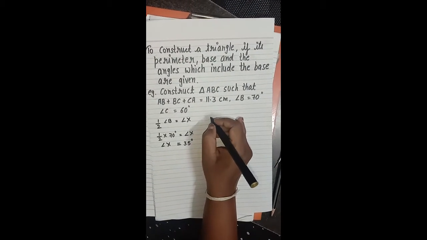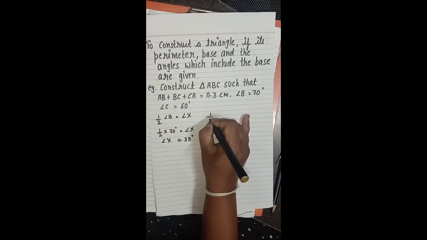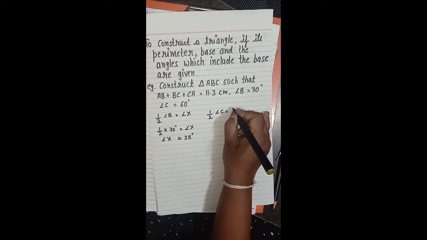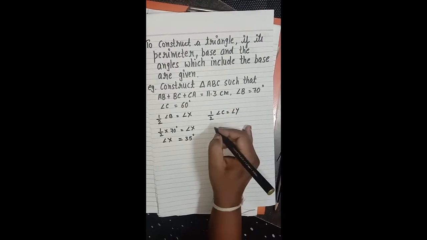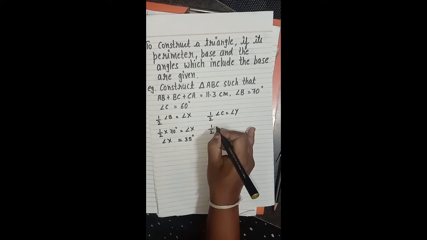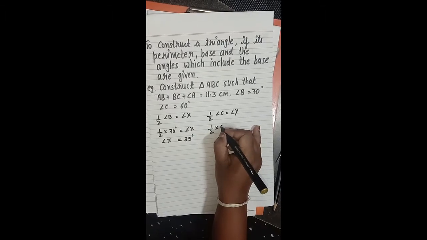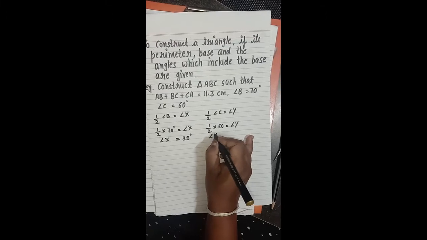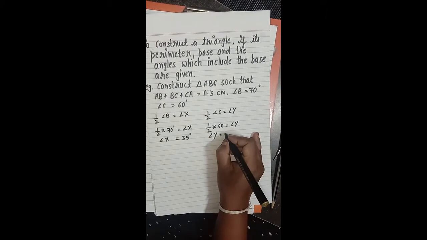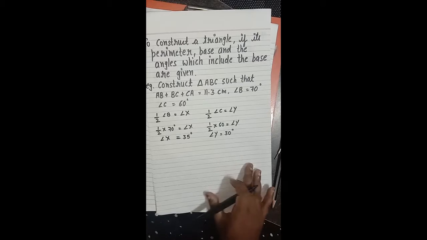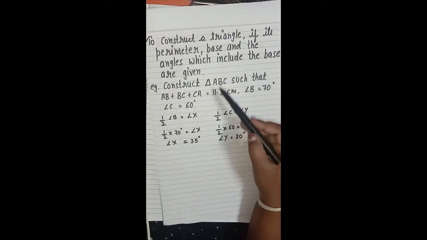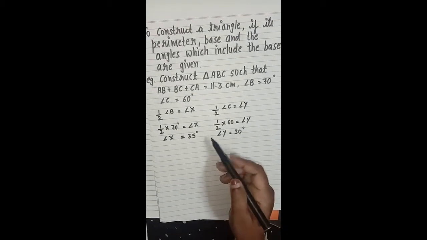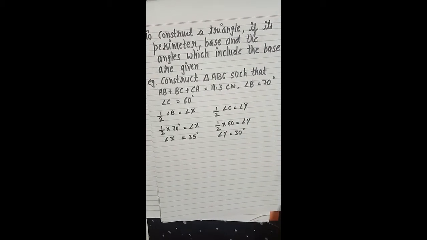Similarly, we will write half of angle C is equal to, I'll take another variable, angle Y. So half of angle C, which is 60 degrees, is equal to angle Y. Therefore angle Y is equal to 30 degrees. The first step for such a construction is to find out the half. The reason why we take half, I will explain in my next video.